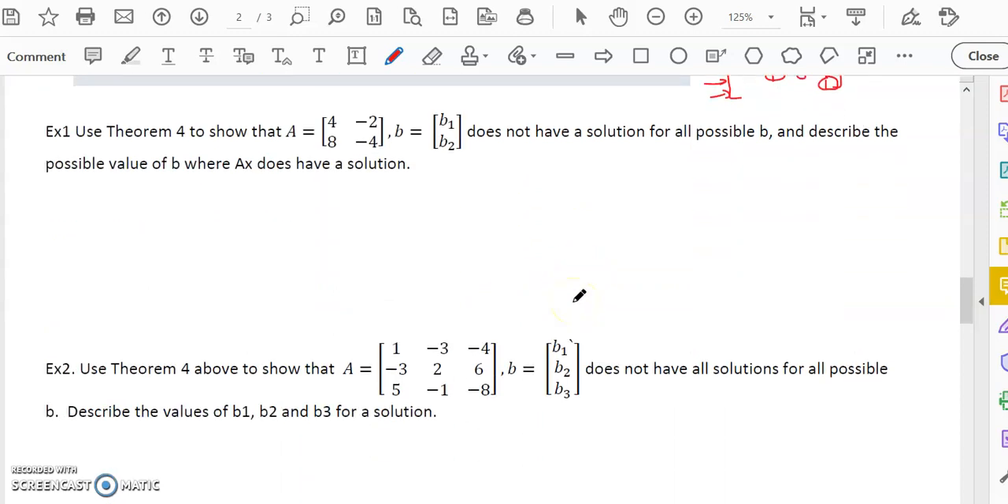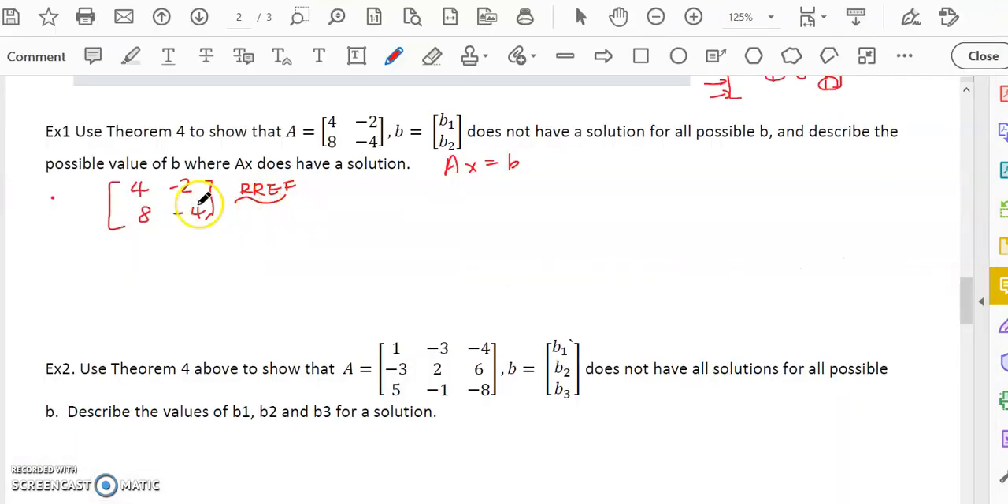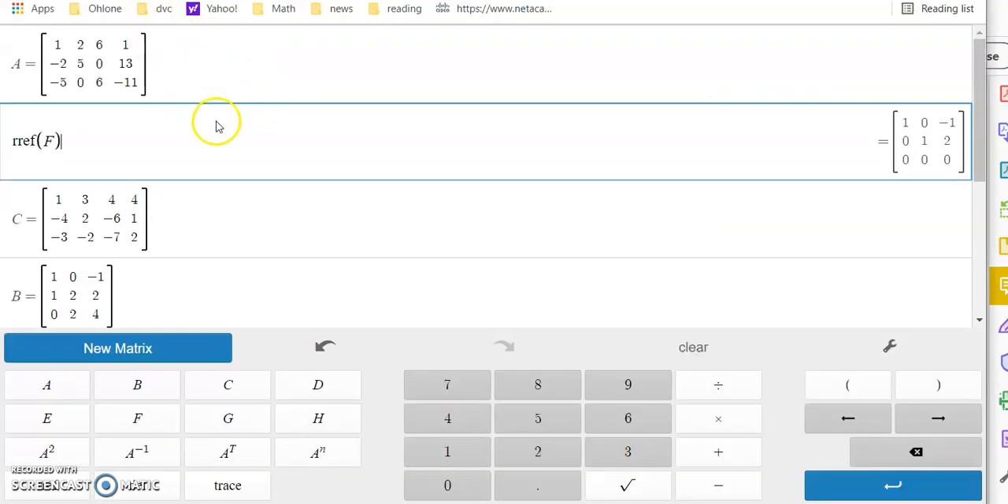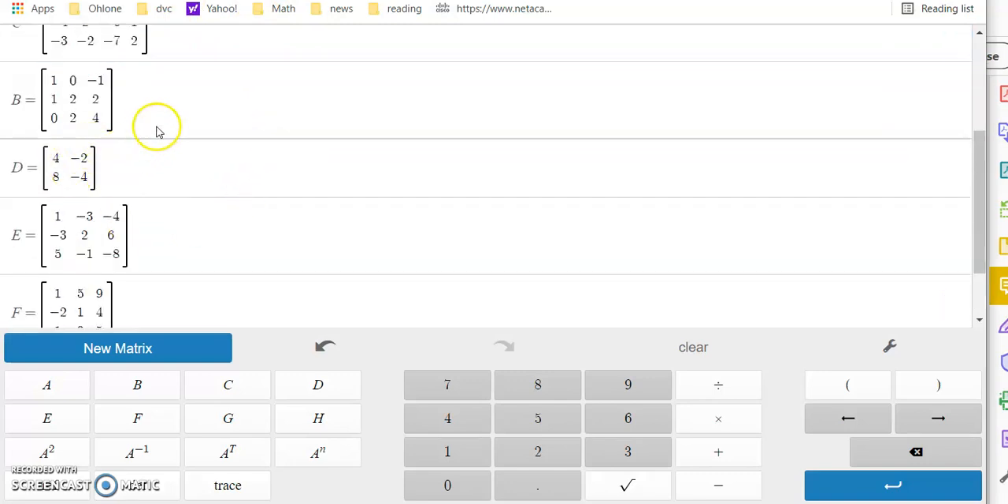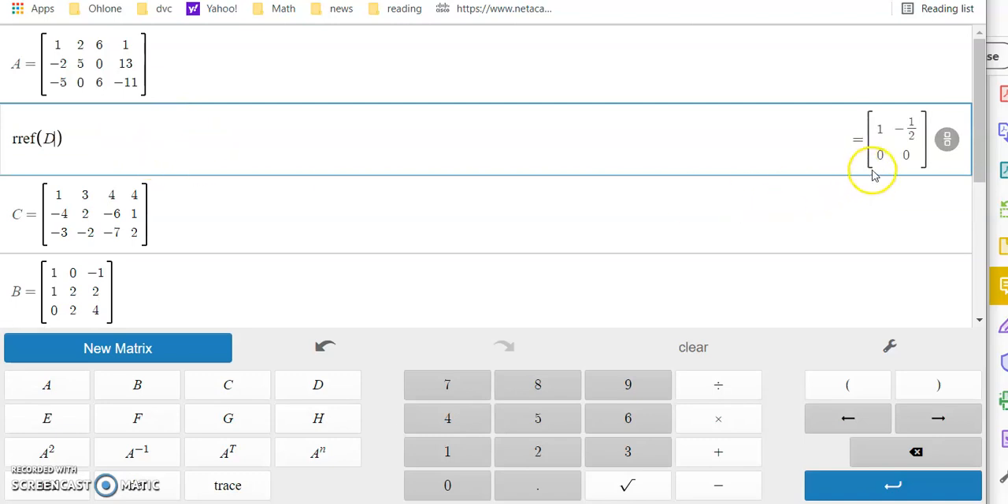Okay, so let's look at a few examples. Example 1: use theorem 4 to show that this does not have a solution for all possible B. We are looking at AX equals B, which is what we are trying to solve by default. To check the possible solutions, you only look at A, not the augmented matrix, because B1, B2 go on the right-hand side. Then you do the row echelon form. I'm going to call this matrix capital D, and it becomes 1, -2, 0, 0, 0.